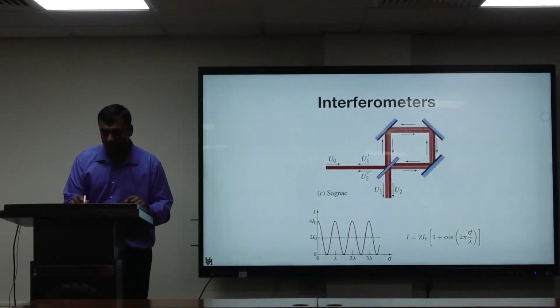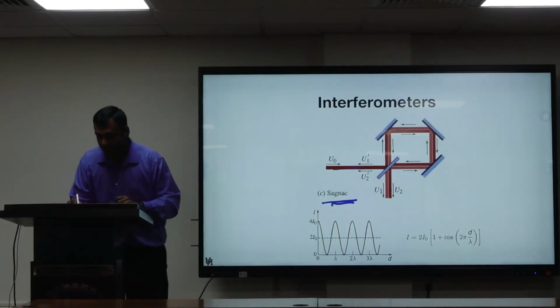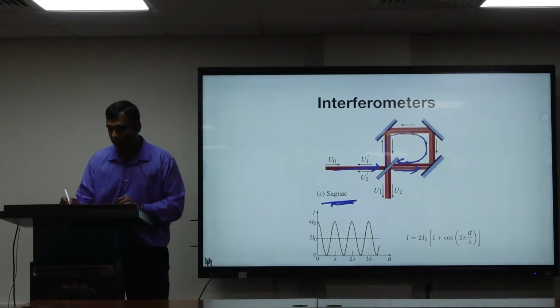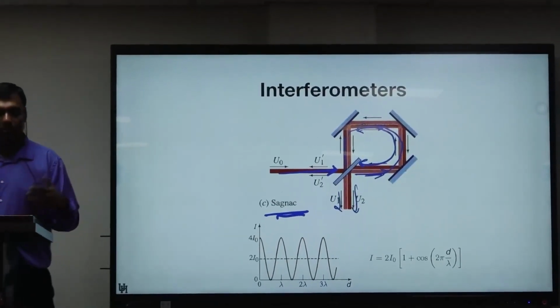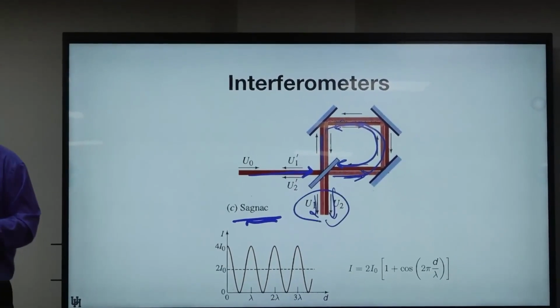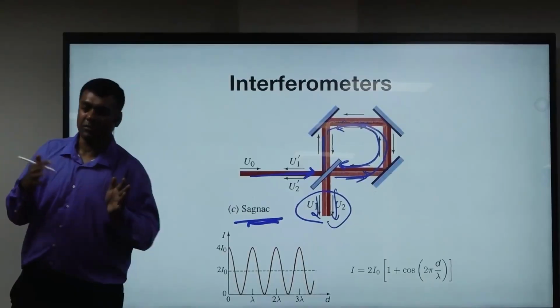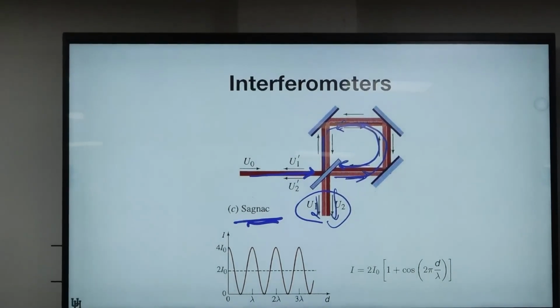Okay, and then another kind of interferometer is called a Sagnac interferometer, where light comes in here, split in two. One goes in the clockwise direction, the other goes in the counterclockwise direction. Both come out the other end, interfere, and again it's the same principle. So in all these kinds of interferometers, you split light, then recombine it afterward, after one goes through one path and the other goes through something slightly different. So the difference will create the interference.